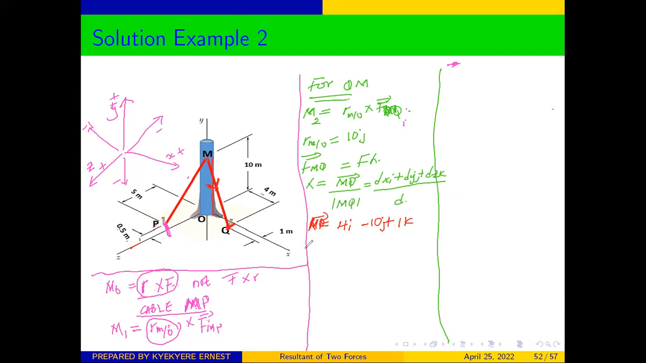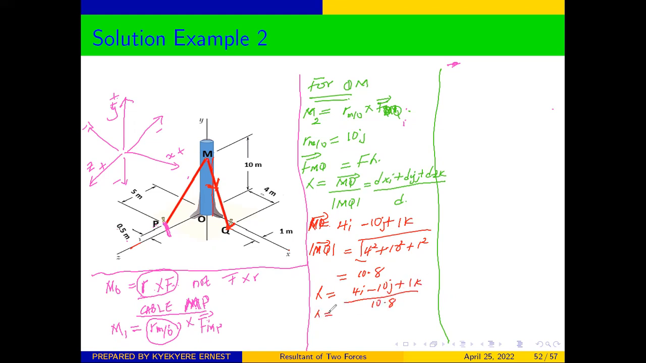Once you have gotten our vector MQ, the next thing is to get the magnitude of MQ. The magnitude of MQ is going to be the square root of 4 squared plus negative 10 squared, which will be positive, plus 1 squared. And from here, our answer is going to be 10.8. Once you have gotten this, we can determine our lambda. Our lambda will therefore be equal to 4I minus 10J plus 1K all over 10.8.